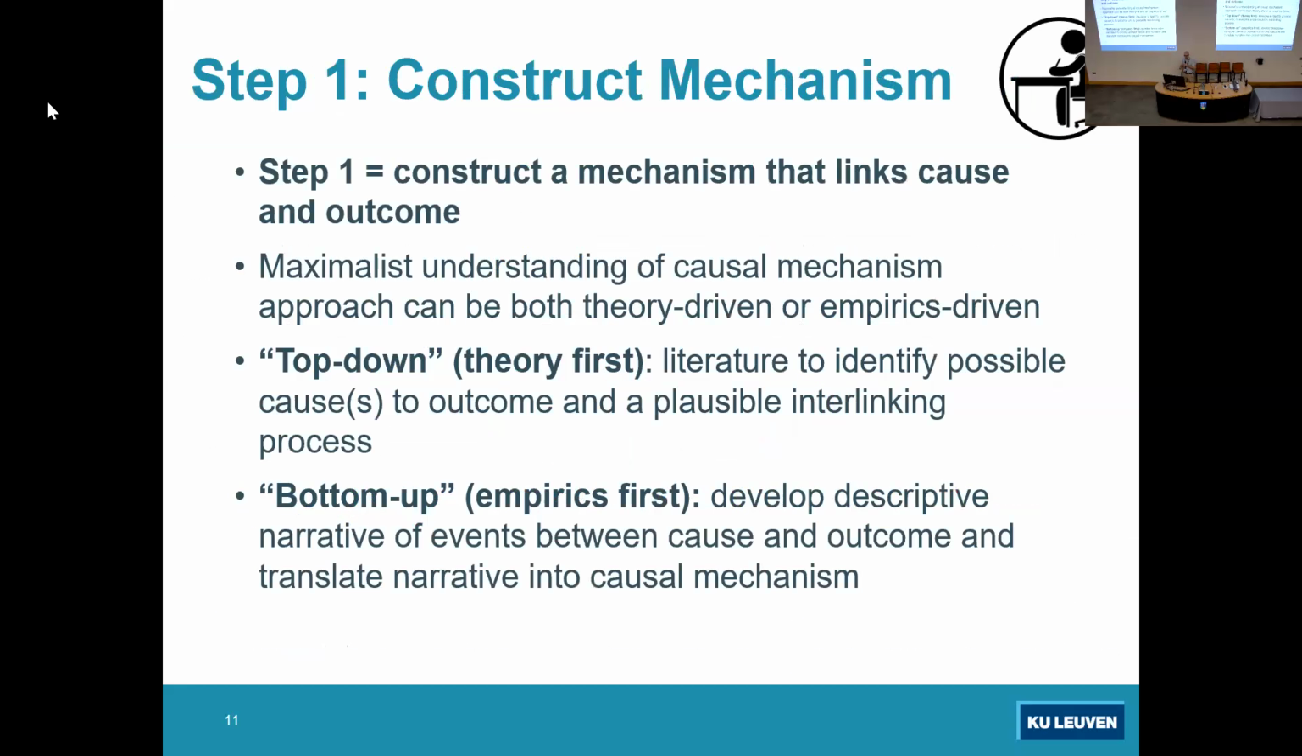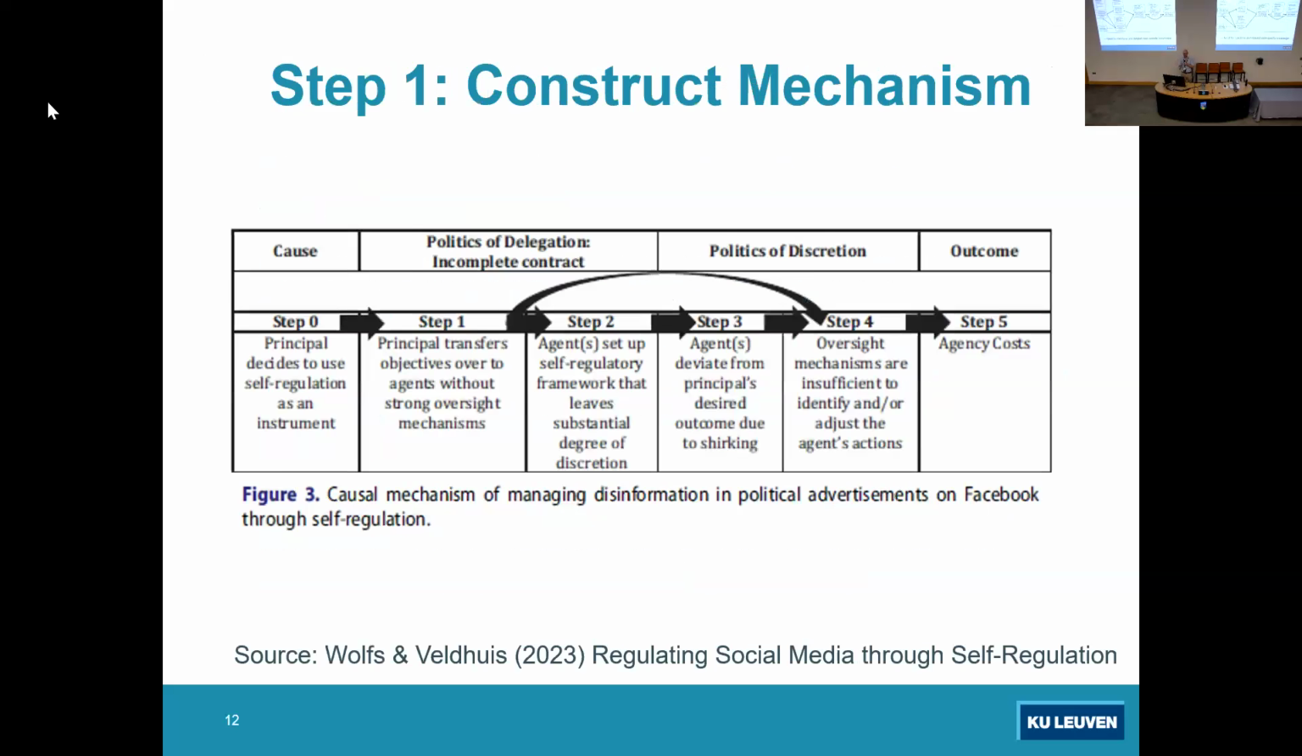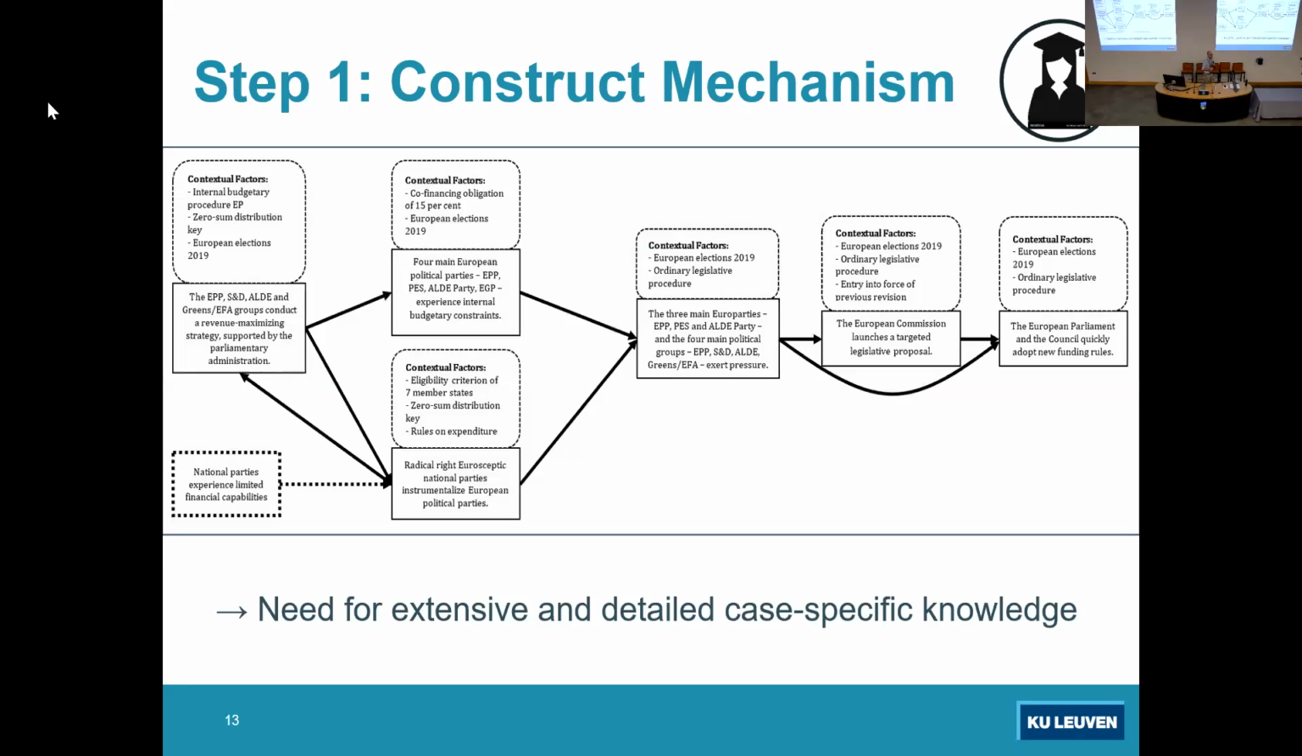Another way is bottom-up. Empirics first: you know a case very well, and you come up with a very case-specific, empirically driven causal mechanism of what has happened. So you don't start from the literature, you start from your empirics, your data, your sources, and then you come up with a causal mechanism. This is something that I did for my PhD.